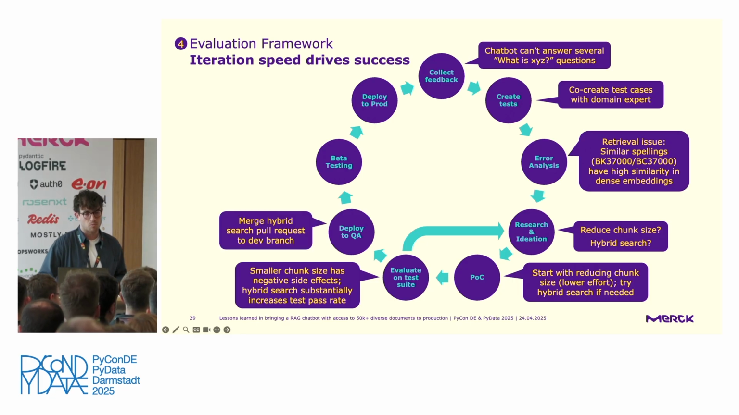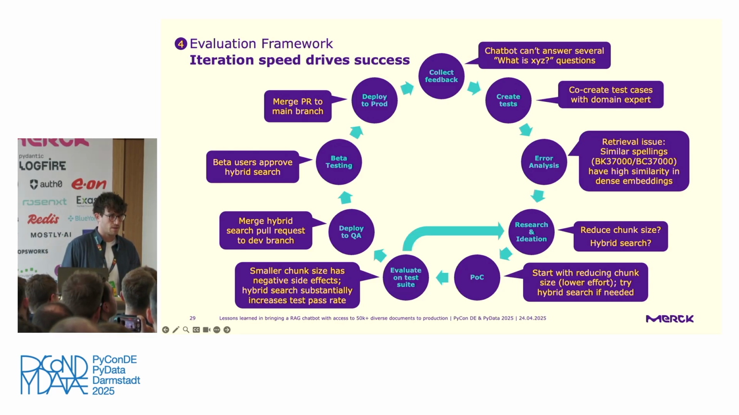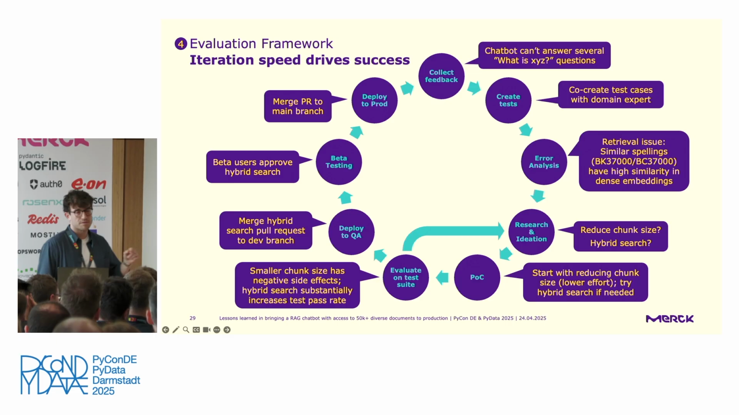So what we then did is merge this hybrid search pull request that you saw before to the dev branch, which results in a deployment to our QA chatbot. We would then start the beta testing phase, and there the beta users approved this hybrid search. Finally, we would merge this pull request to the main branch, which automatically deploys the app to the production system. And I really think a key success criterion in LLM projects is how fast you can iterate through this process. This requires not just a comprehensive test suite, but also quite some infrastructure and automation in place, like the CI and CD pipelines and so on.